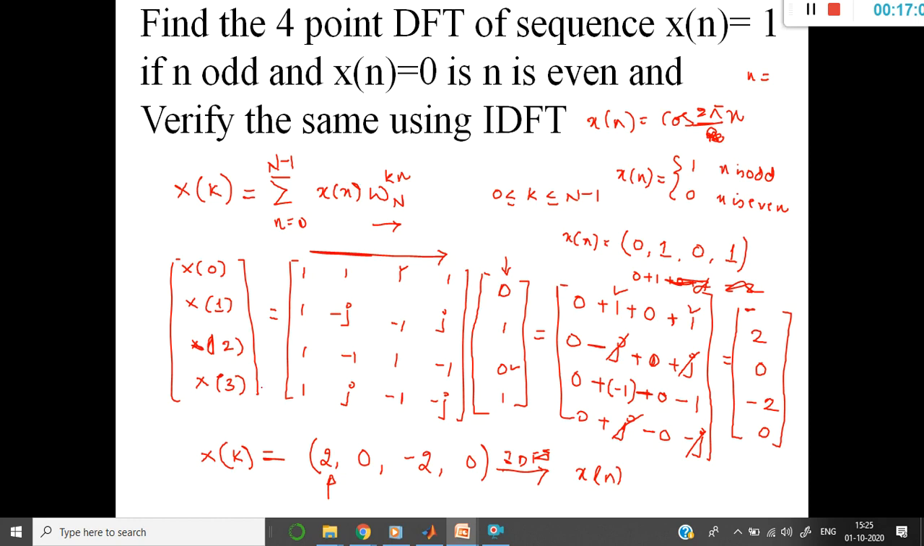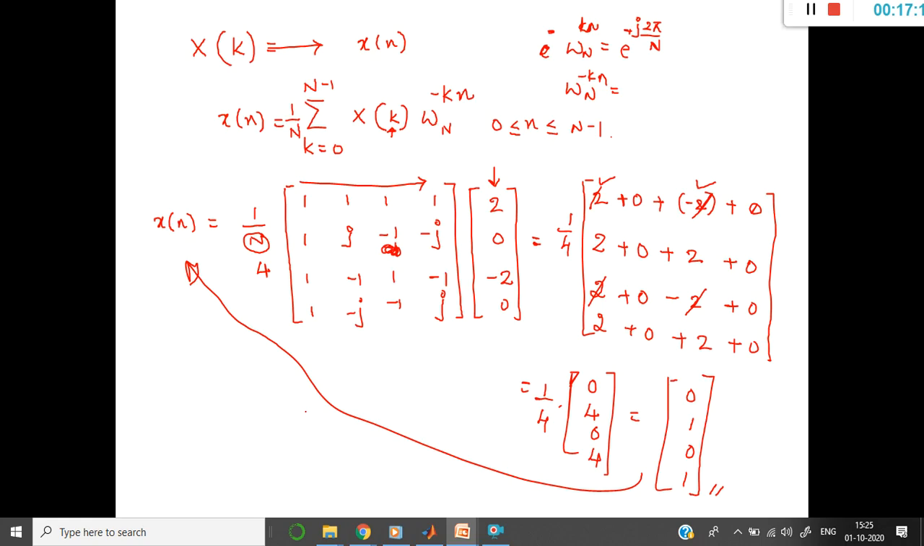Again, once we obtain the x of k values, we try to obtain the original signal back, which is nothing but the IDFT process. So we know the definition of IDFT. Again, we write the matrix of IDFT. Then once again we are able to get back my original signal. So this is very simple and straightforward, so I think now you are able to understand how the DFT and IDFT values are calculated.